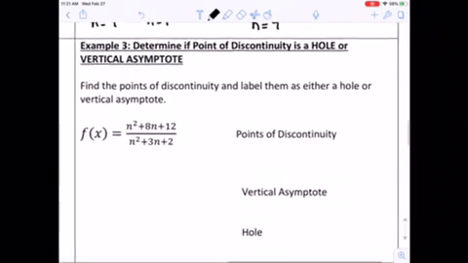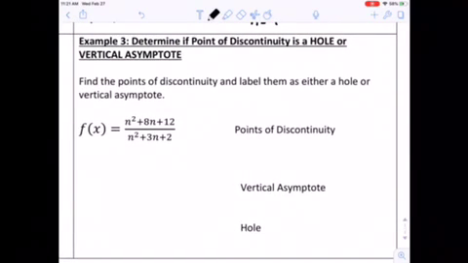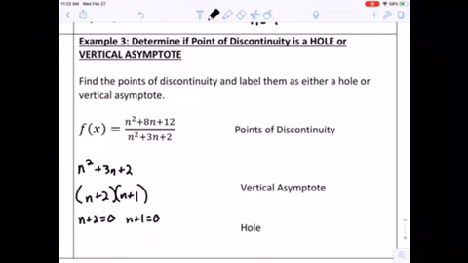All right, then we got example number 3. Again, find your points of discontinuity, factor it. So what multiplies to 2 and adds up to 3, and then set each of these equal to 0, solve, and you get subtract 2, n equals -2, subtract 1, n equals -1. So our points of discontinuity are n equals -2, n equals -1.